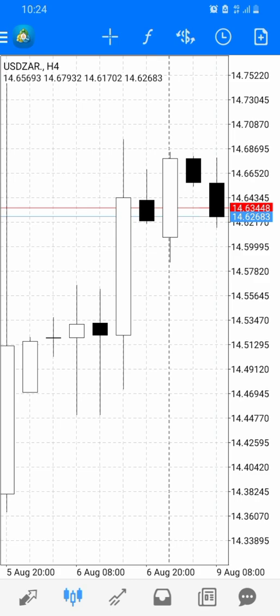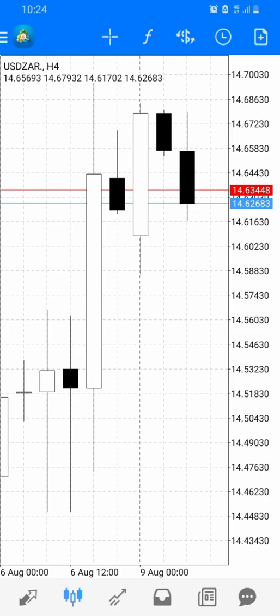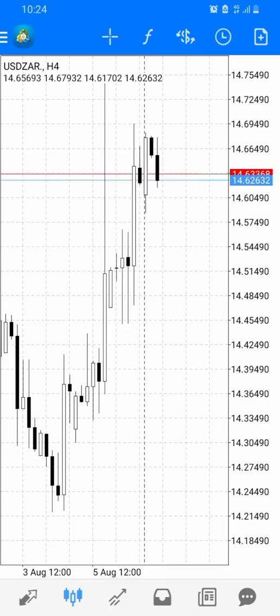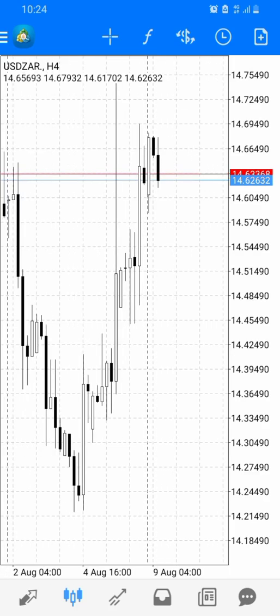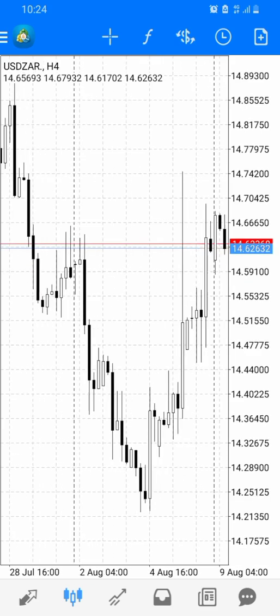However, if the ZAR is going up, it means that it's losing power over 1 USD. That's why you will see it costing 15, 14, 13 sometimes, and then maybe sometimes 18 on top there. It can cost a lot. So that's how it works.